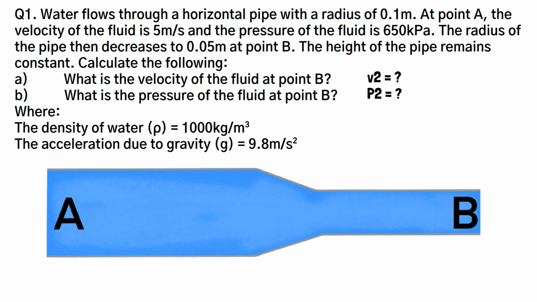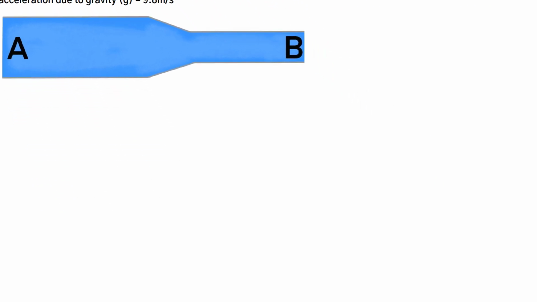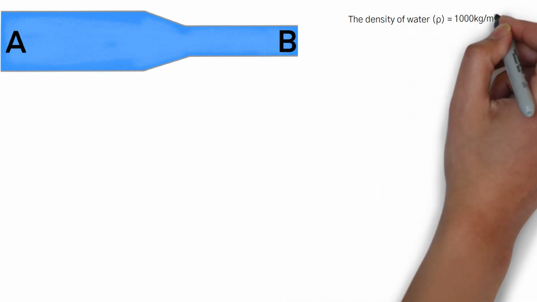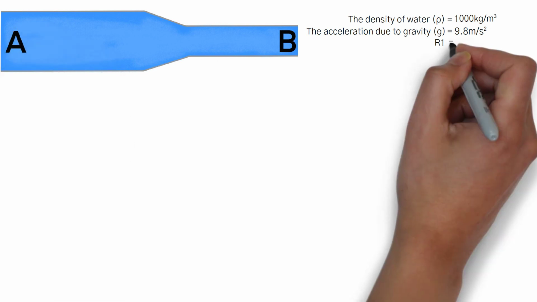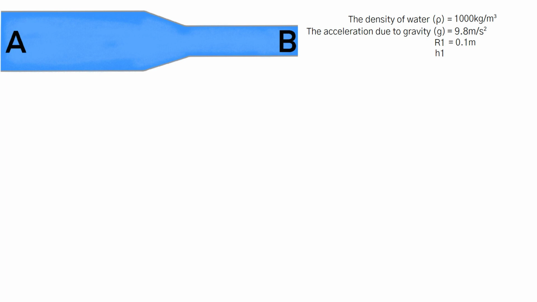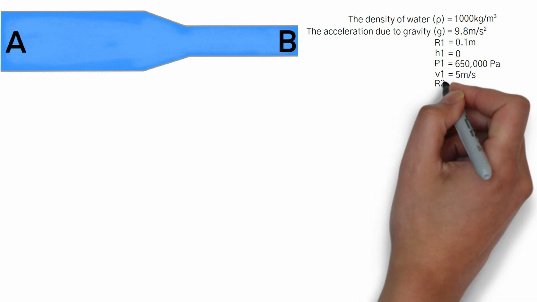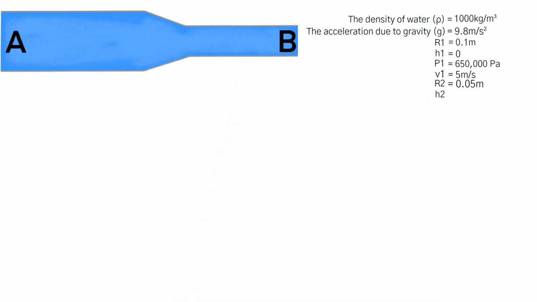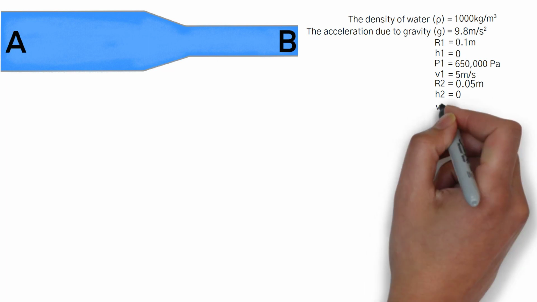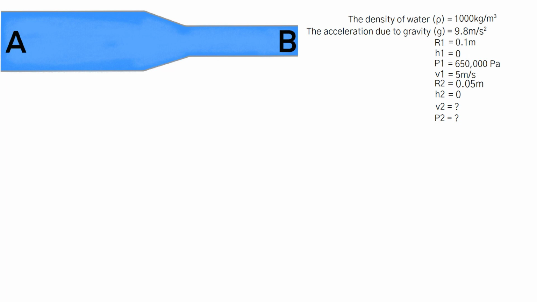We will begin by writing down the information given to us in the problem to help us solve it. It tells us the density of water ρ equals 1000 kilograms per meters cubed. The acceleration due to gravity g equals 9.8 meters per second squared. R1, the radius of the pipe at point A, equals 0.1 meters. H1, the height at point A, equals 0. P1, the pressure at point A, equals 650,000 pascals. V1, the velocity at point A, equals 5 meters per second. R2, the radius of the pipe at point B, equals 0.05 meters. H2, the height at point B, equals 0. And we are going to find V2 and P2, the velocity and pressure of the fluid at point B.